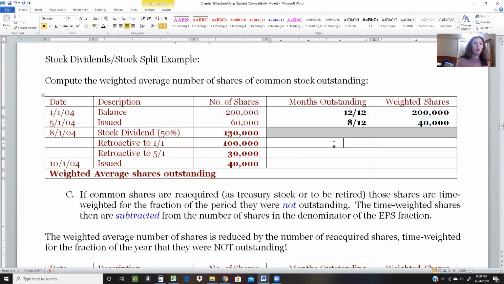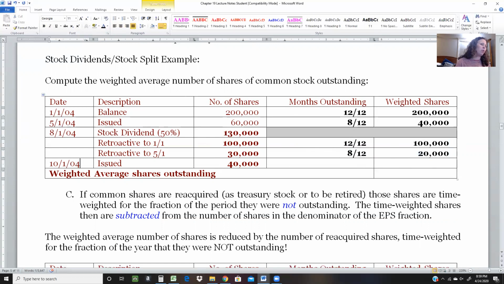And so 8/12 gives you 40,000. So then we do the exact same thing here. This 100,000 is because of this 200,000, so it'll be 12 out of 12. This 30 is because of this 60, so it will be 8 out of 12. So that will give you an additional 100,000 at 12 out of 12. And 30,000 at 8 out of 12 is going to be what, 20,000? So 30,000 times 8 divided by 12.